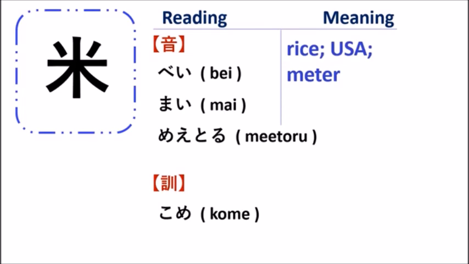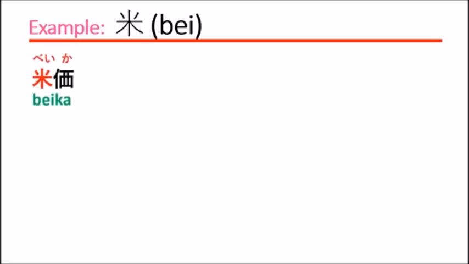Now let's see some samples. Beika. Beika means rice price. In this word, be means rice, right? But ka has the meaning of price or cost. So when you put them together, you can say rice price.